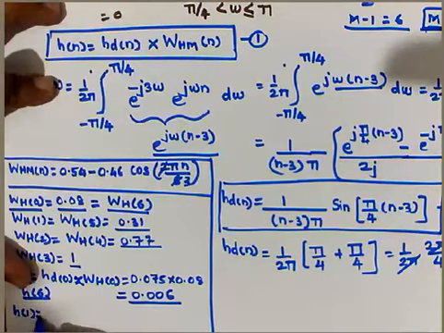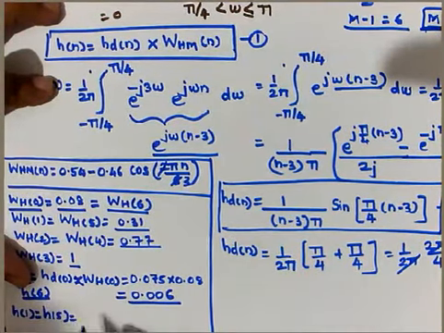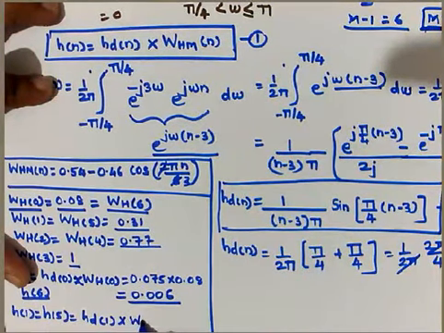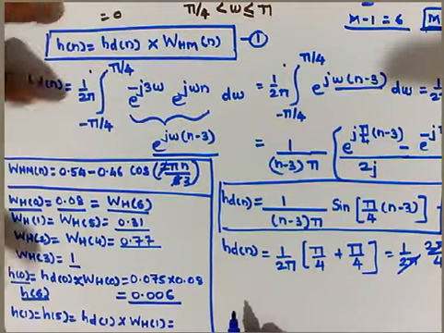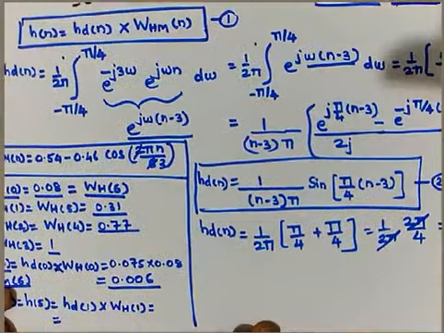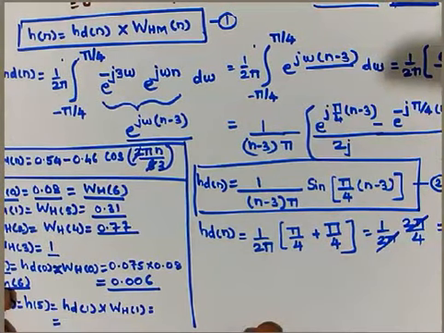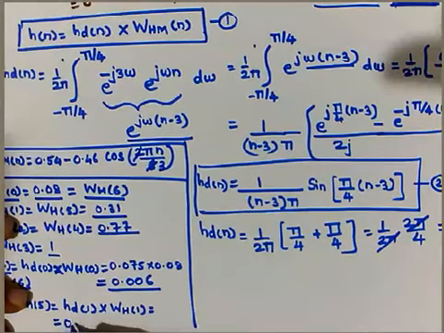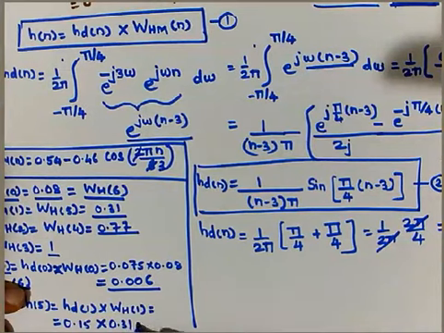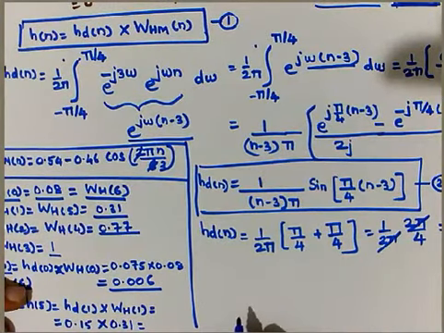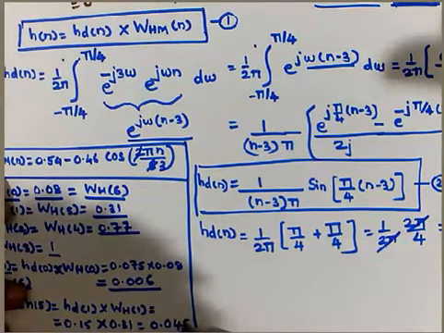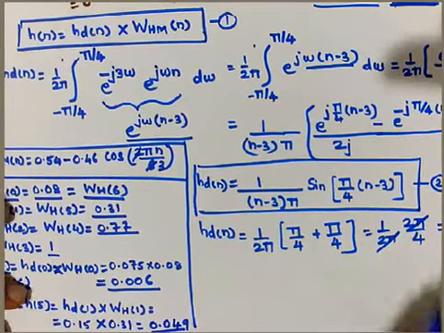Similarly, h of 1 is equal to h of 5, which is nothing but hd of 1 into wh of 1. So hd of 1 is actually getting the value, let me write it here, it is nothing but the value 0.15. So 0.15 into 0.31, that is of wh of 1, so it is 0.049. So this is the value.